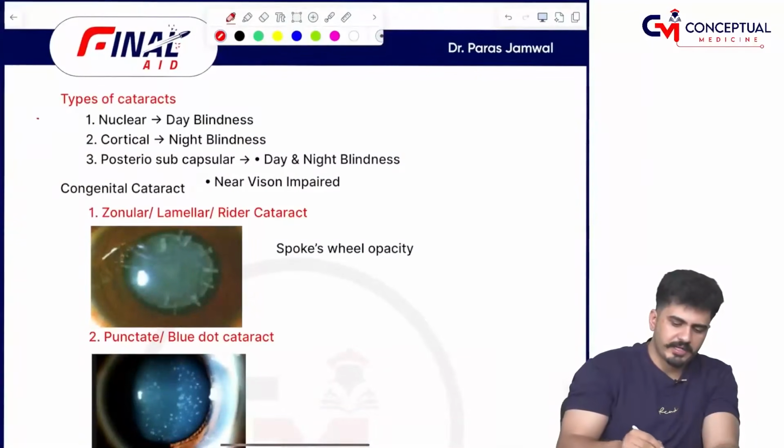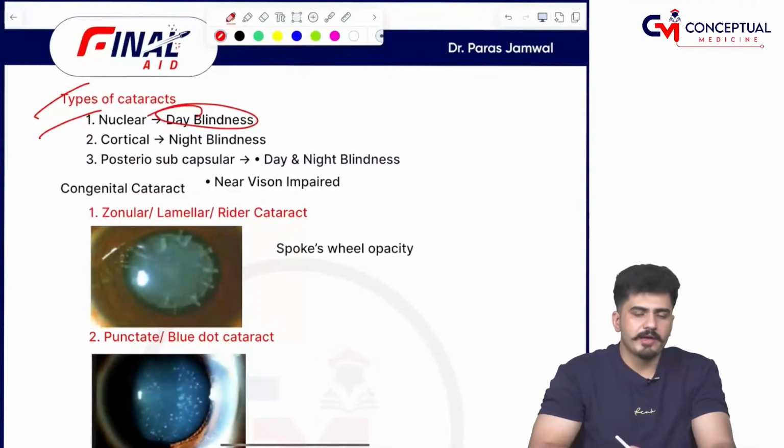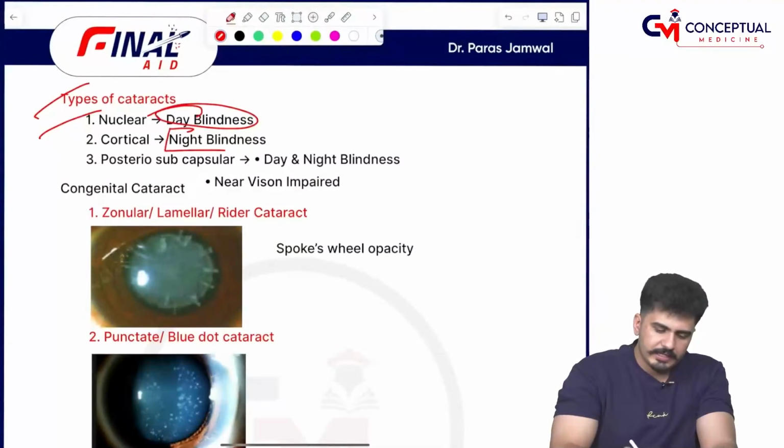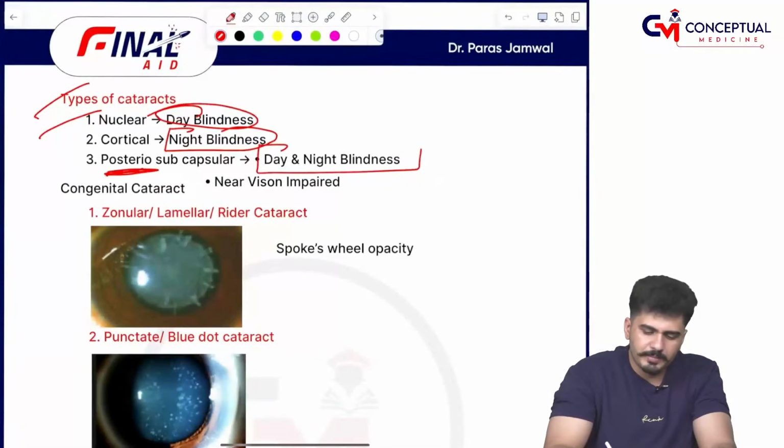Now types of cataract: nuclear, cortical and posterior subcapsular. Nuclear is for day blindness, cortical is for night blindness, and posterior subcapsular is the exam question. Posterior subcapsular is for day and night plus near vision.